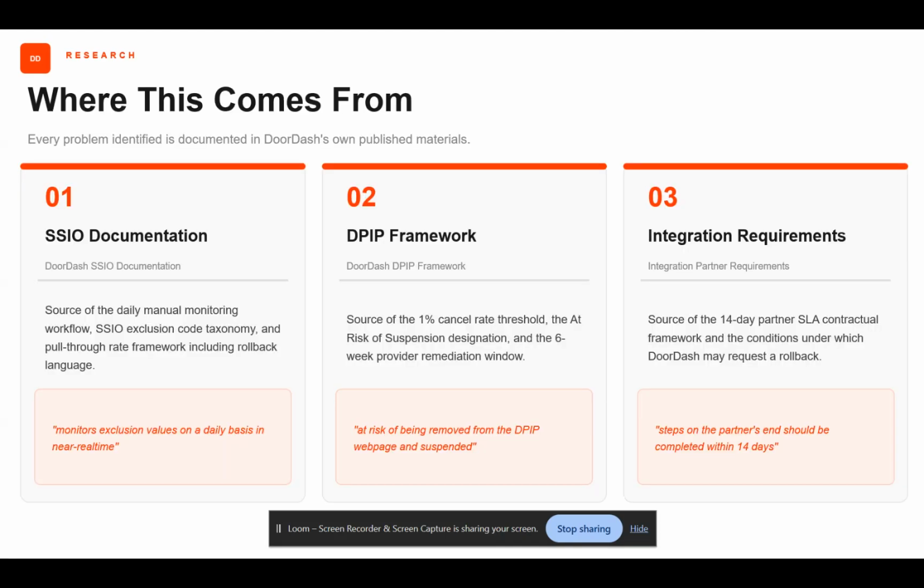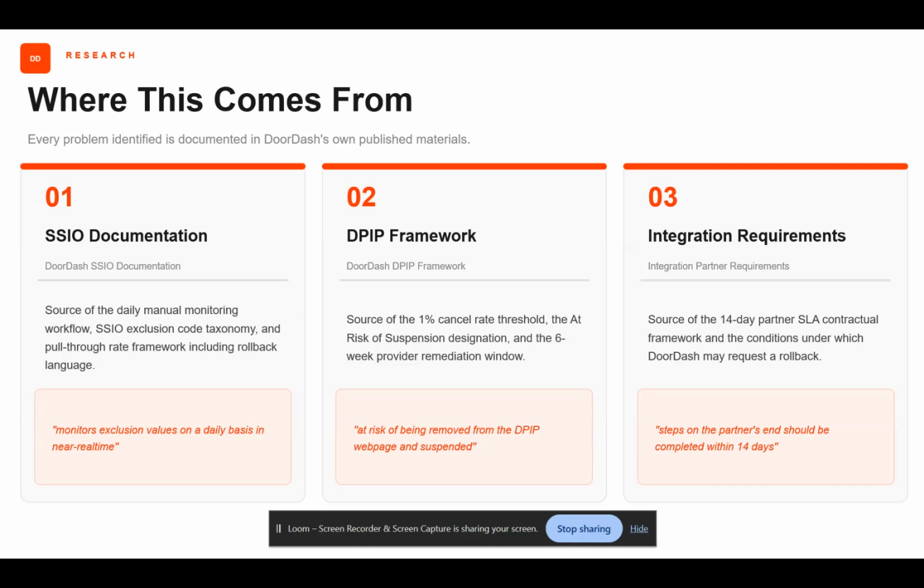Now, let me start by talking about how I decided to focus on this specific problem. While looking at the job postings for DoorDash, I discovered that the MXO integration operations team was building an analytics sub-team called the MXO Analytics Pod. I thought it's a very good opportunity for me. So, my first step was to understand the current workflow infra at the integration ops team at DoorDash. This led me to look into various online documents published officially by DoorDash, and that's where I found these three publications: the SSIO documentation, the DPIP framework, and the integration requirement docs.